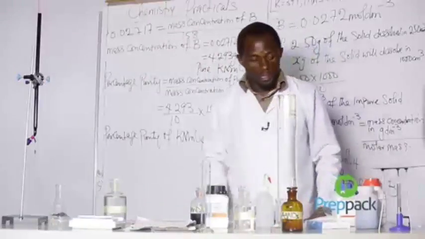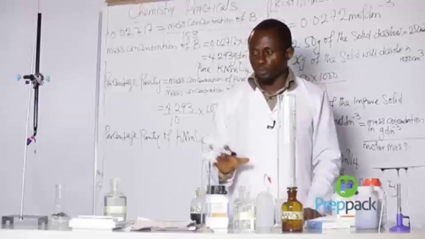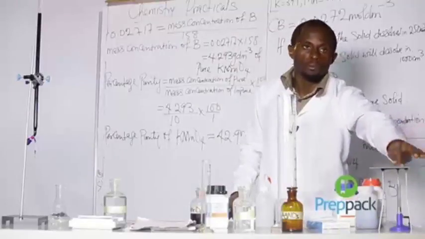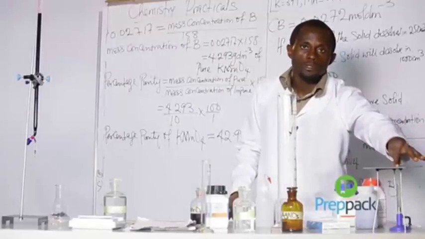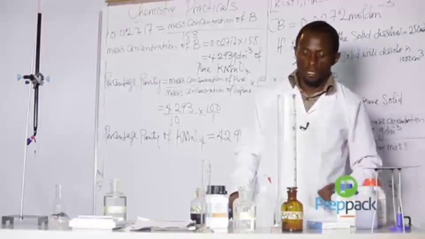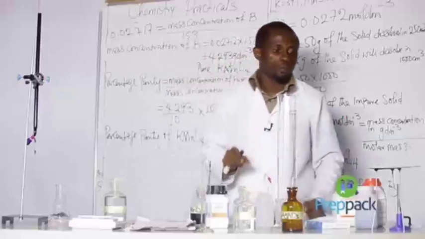And don't forget that these apparatus are very important when it comes to volumetric analysis. Now, who can tell me the use of the Bunsen burner? All right, you're right. The Bunsen burner is used for heating. As you can see, we heated the reagent to 40 degrees.